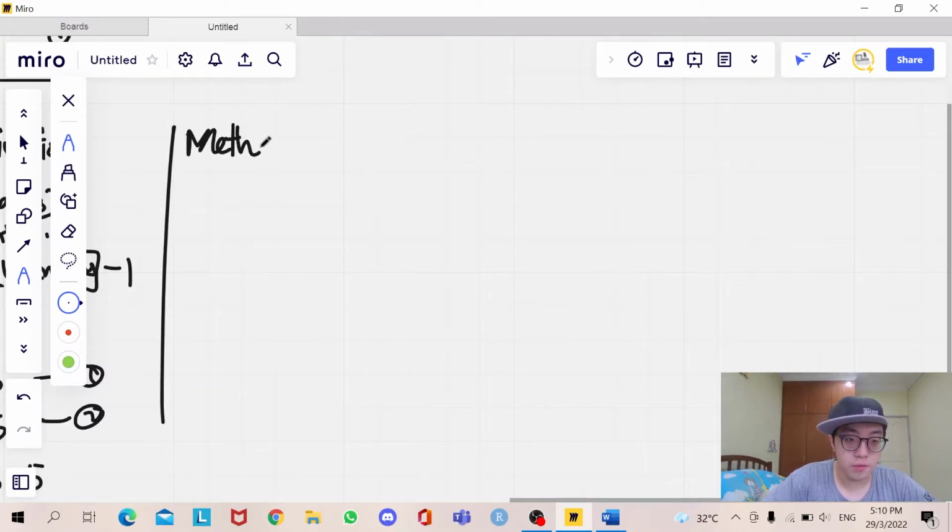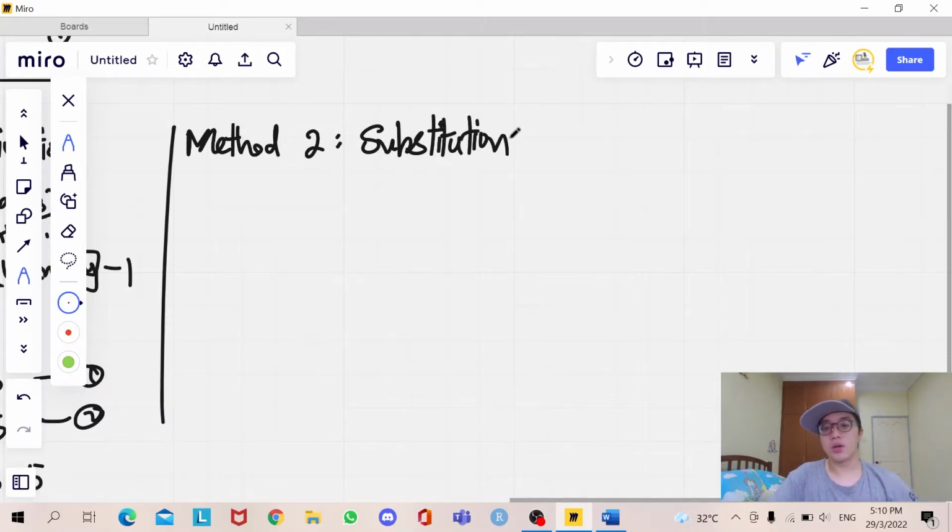Method 2. It's called the substitution method. What do you mean by substitution? Substitution is we will sub one of the unknowns in terms of the other unknown into the second equation. It might sound a little bit weird here, but let's copy down the same thing.